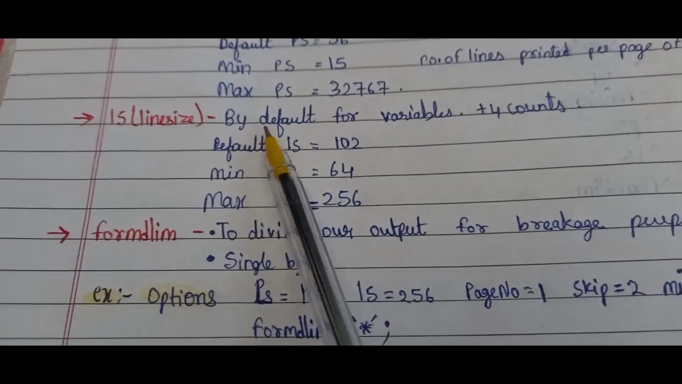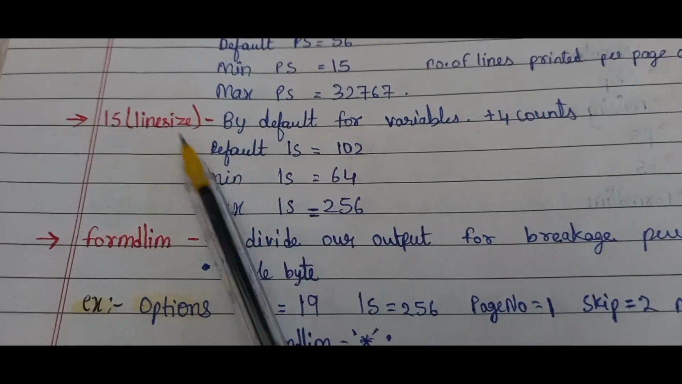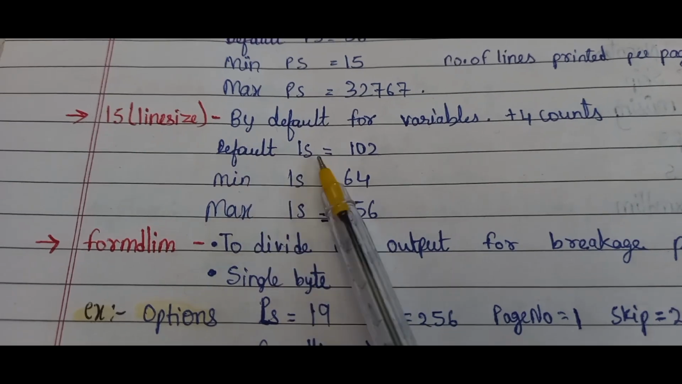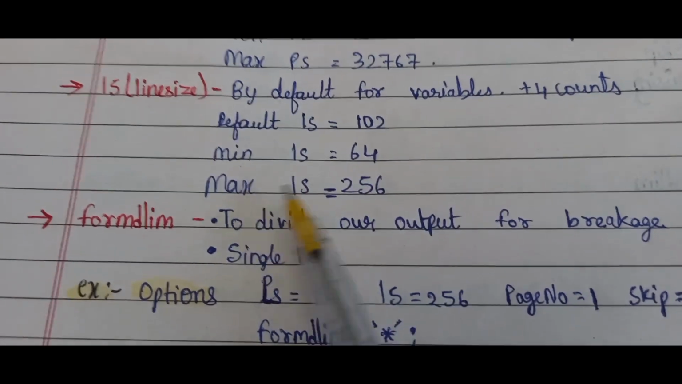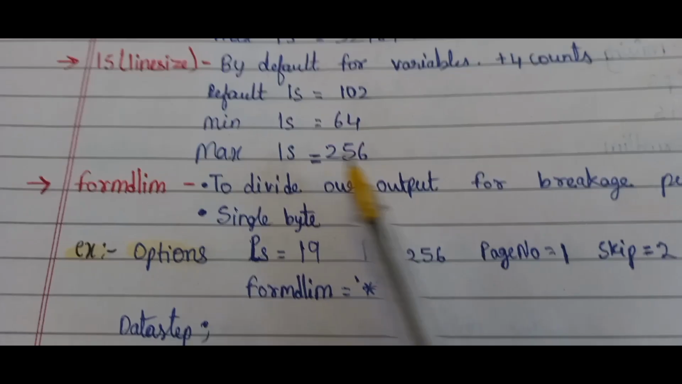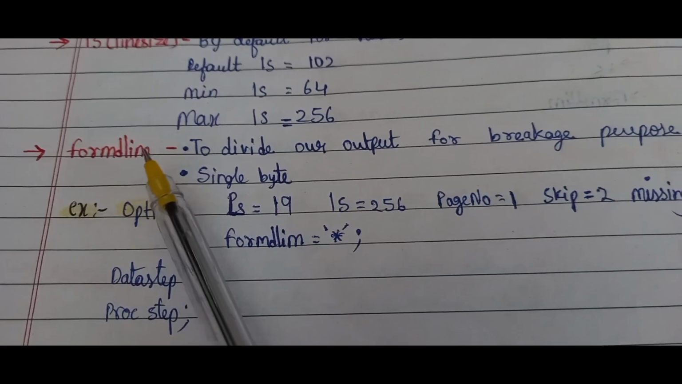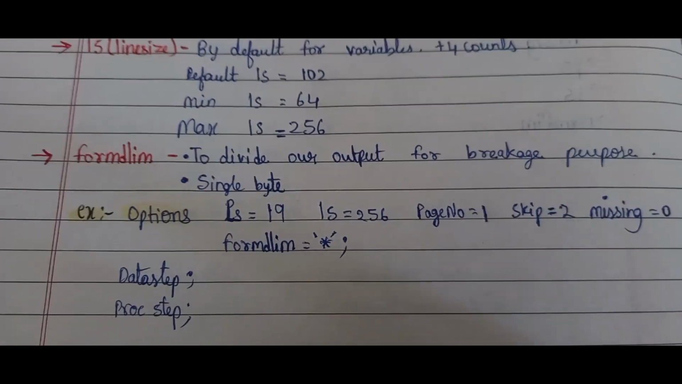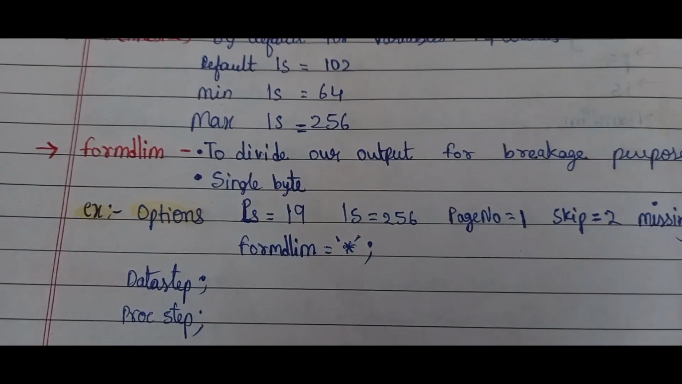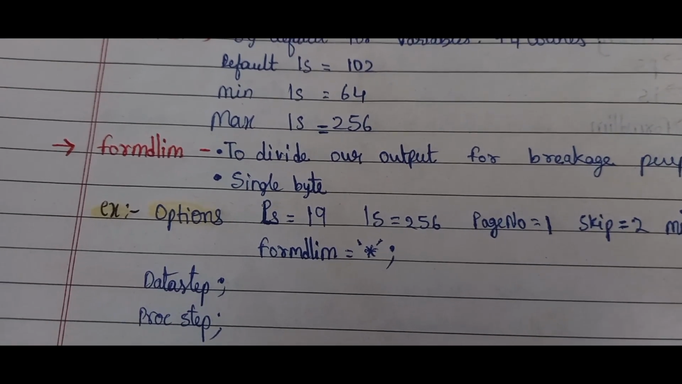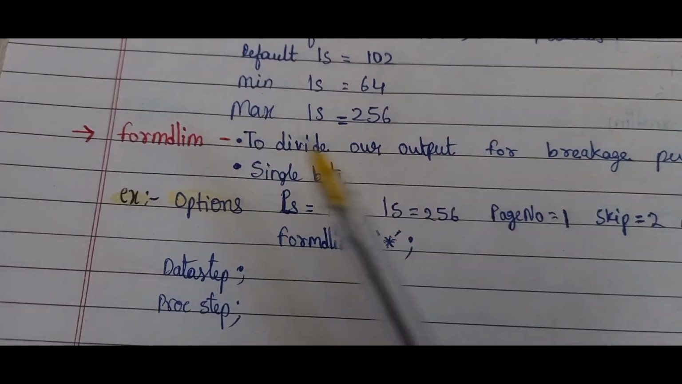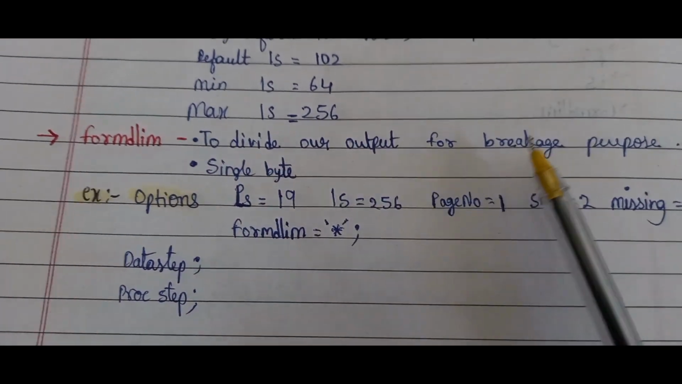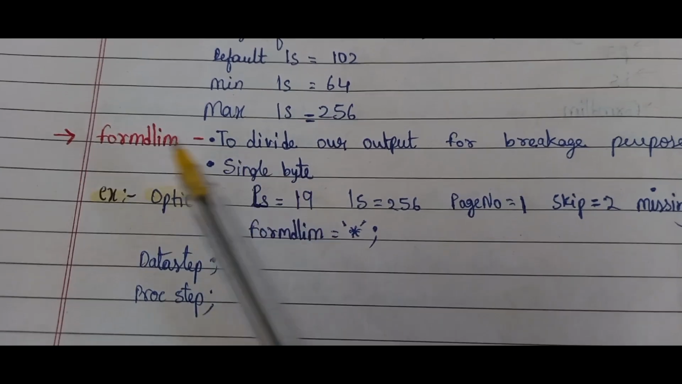Next is line size. By default it works for variables, with a plus 4 count in line size also. The default line size is 102, the minimum line size is 64, and the maximum line size is 256. Now what is this FORMDLIM? It divides our output for a break. Say I want to compare my previous output and the current output on a single page itself. For that purpose I'll use the FORMDLIM option. By giving a break, a single byte is important in FORMDLIM.